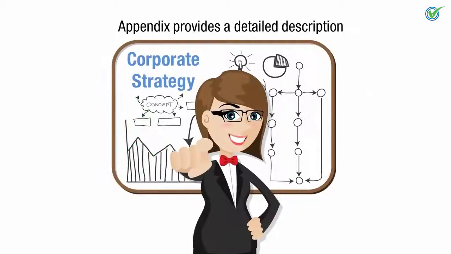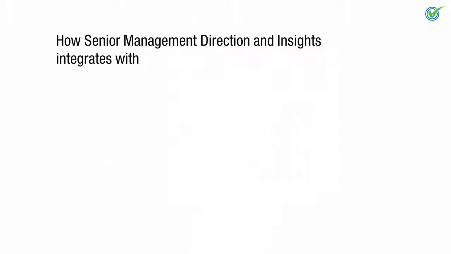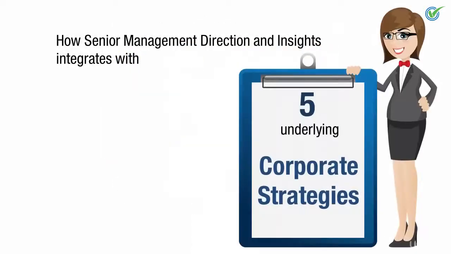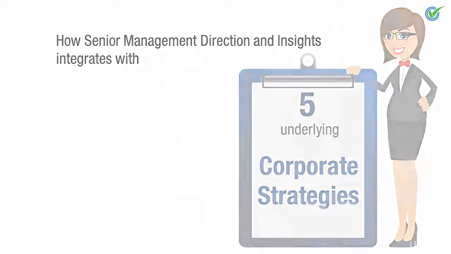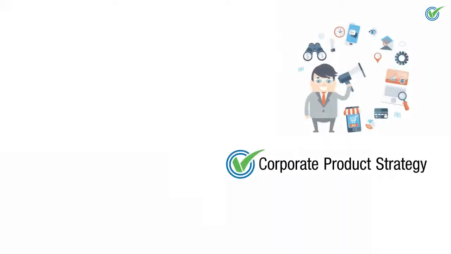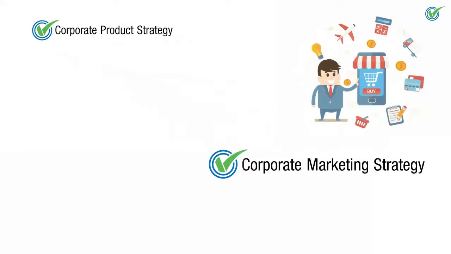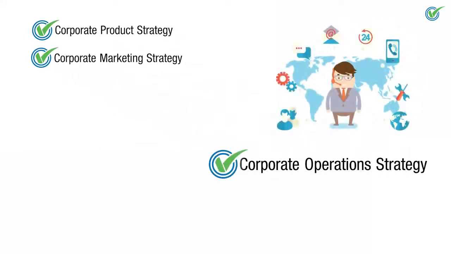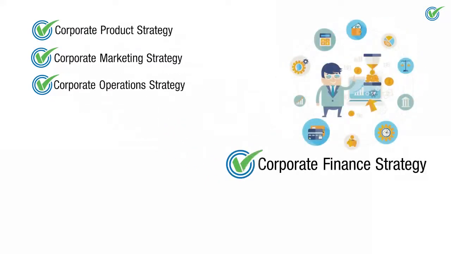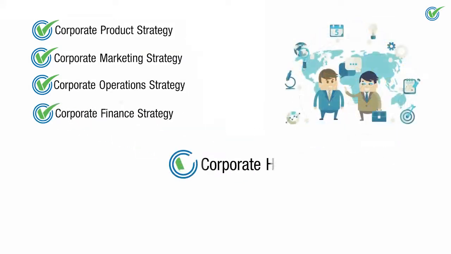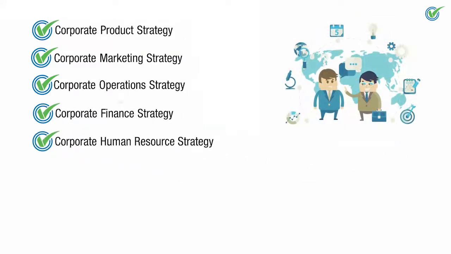This chapter also briefly discusses corporate strategy and its relationship to sales and marketing. The appendix provides a more detailed description of corporate strategy and how senior management direction and insights integrate with 5 underlying corporate strategies, namely corporate product strategy, corporate marketing strategy, corporate operations strategy, corporate finance strategy, and corporate human resource strategy. This chapter is divided into the following sections.